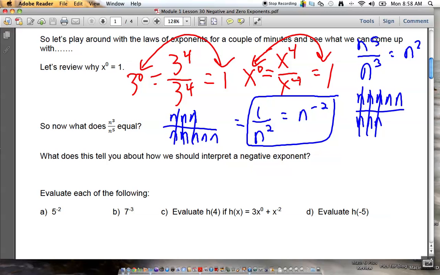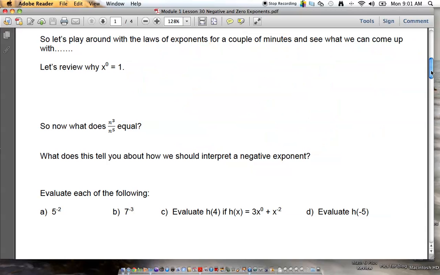Now, there's a tendency on every student's part, and to be honest with you, every person who first sees this, to think somehow, some way, a negative exponent means a negative needs to be part of the answer. Is there any negative in the answer? No, absolutely not. Okay, so let us evaluate some of these.